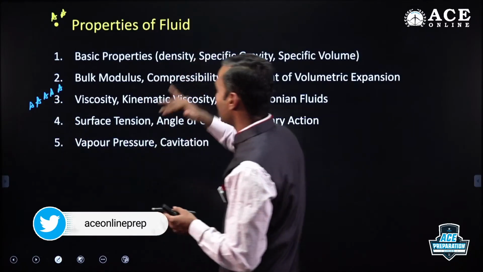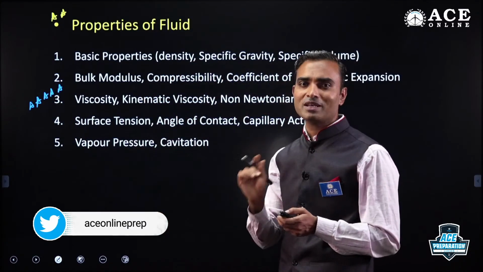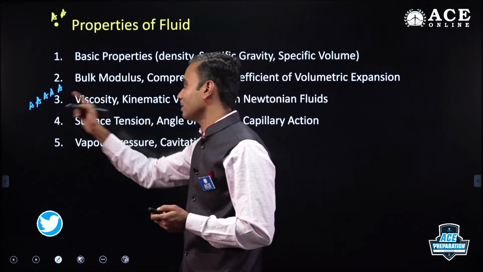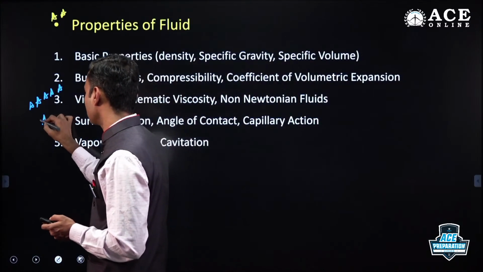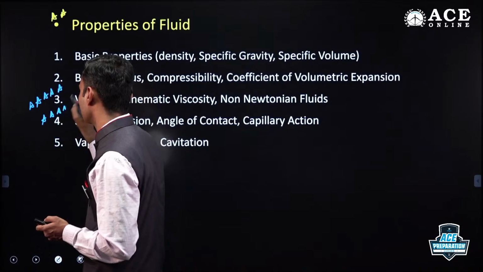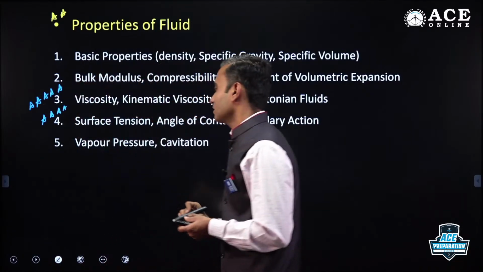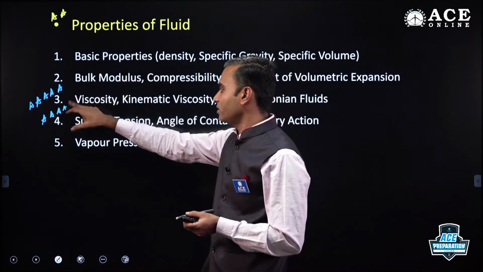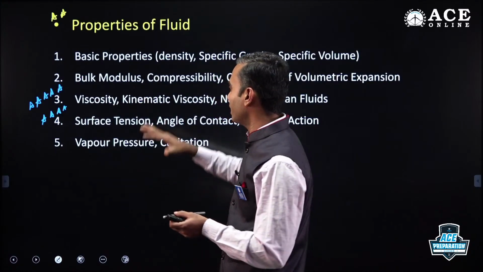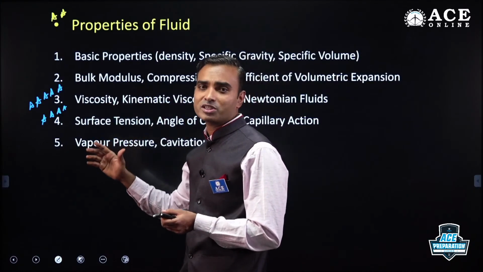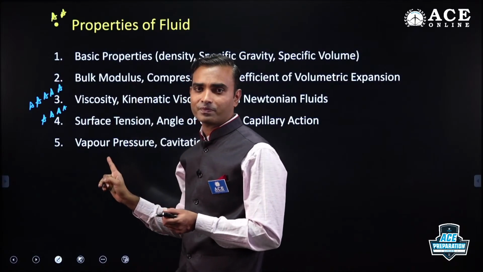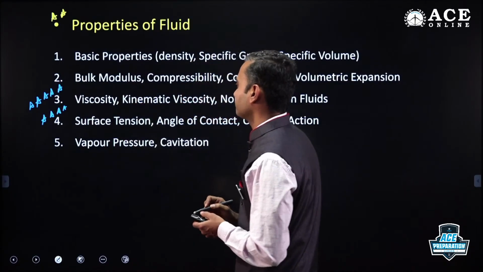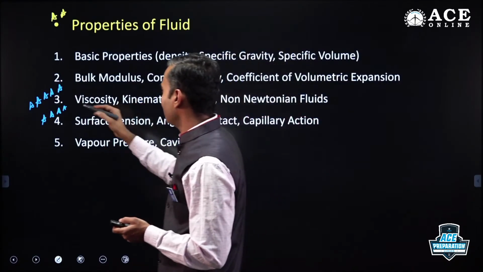So from the first chapter, if you want to prepare something, you must prepare this topic number 3, and along with that this topic number 4, surface tension. So if you cover these 2 topics, 3 and 4, you'll be covering around 80% of the questions coming from this chapter, more than 80 in fact. So other topics are having less weightage.